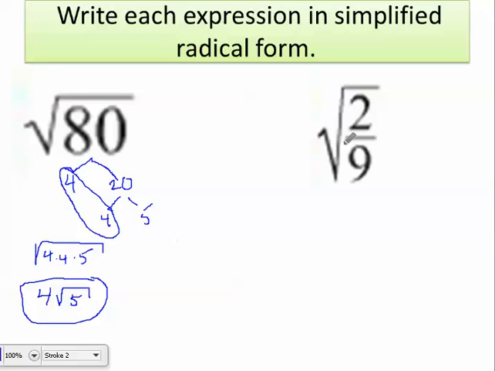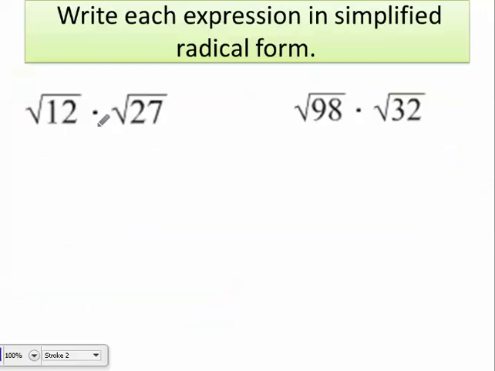Okay? Over here on this one, I'm going to start off by just saying the square root of 2 divided by the square root of 9. Hopefully everyone knows the square root of 9 is 3, so what I wind up with is the square root of 2 divided by 3. That would be my simplest radical form.